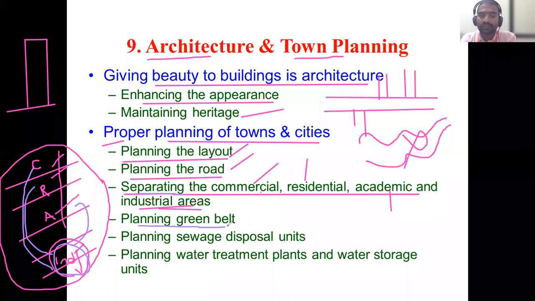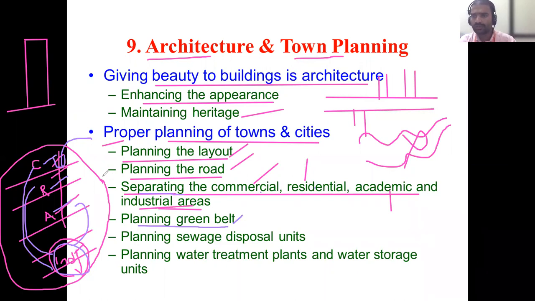And planning of the green belt area. Green belt means the waste which is generated, say solid waste or e-waste, electronic waste. Waste is generated from the commercial area, the residential area, and the academic area. That waste is maintained properly, that is, collected, transported and recycled. What do we call that entire process? We call it green belt.